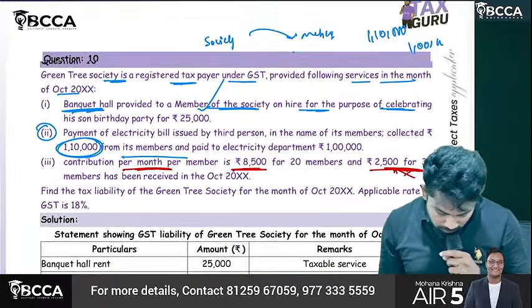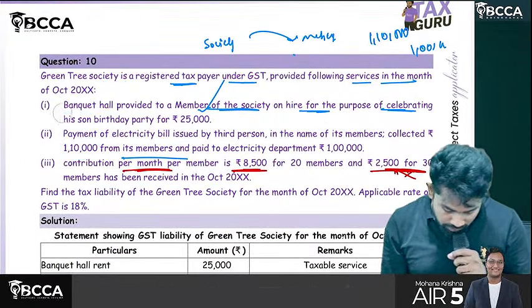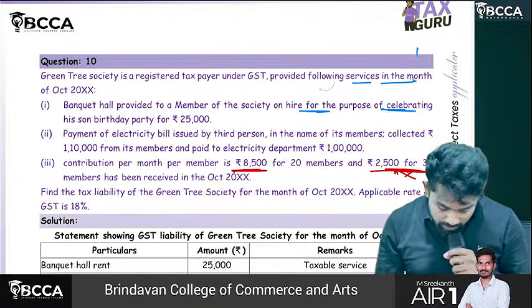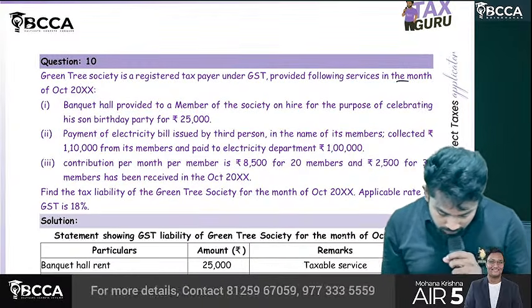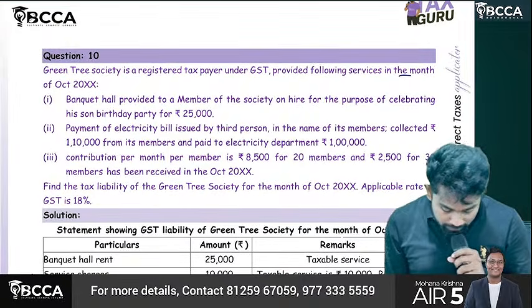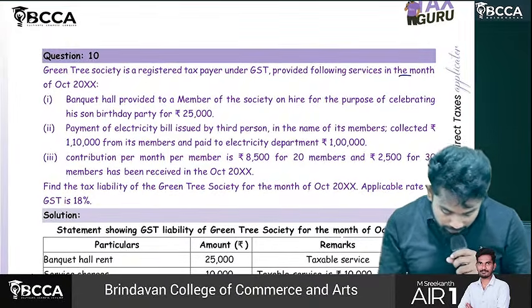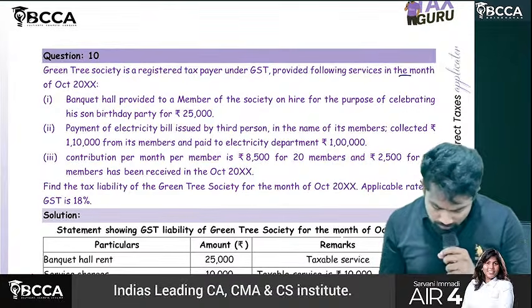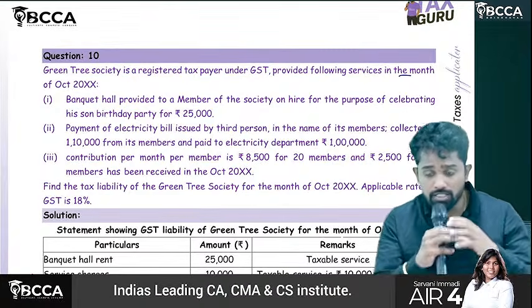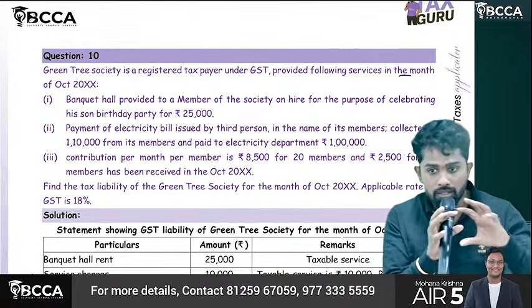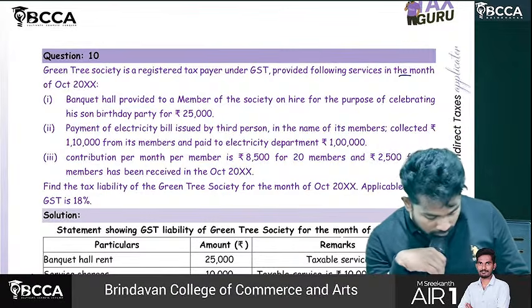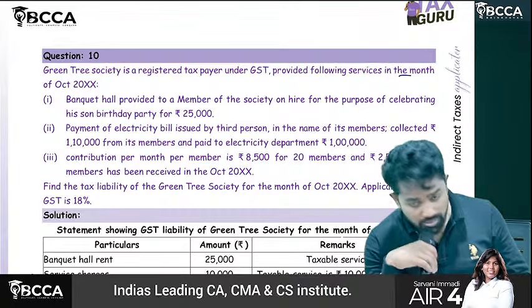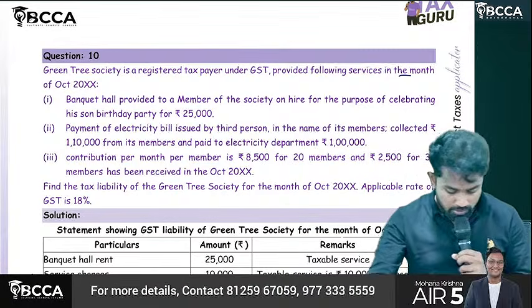Okay, look at question number 10, sir. Green Tree Society is a registered taxpayer under GST. It provides the following services in the month of October. What? It gave banquet hall on rent to a member of the society for celebrating. Sir, this association has a common function hall that was given to a member for performing a birthday function, which is what? Taxable only. No exemption we have discussed.